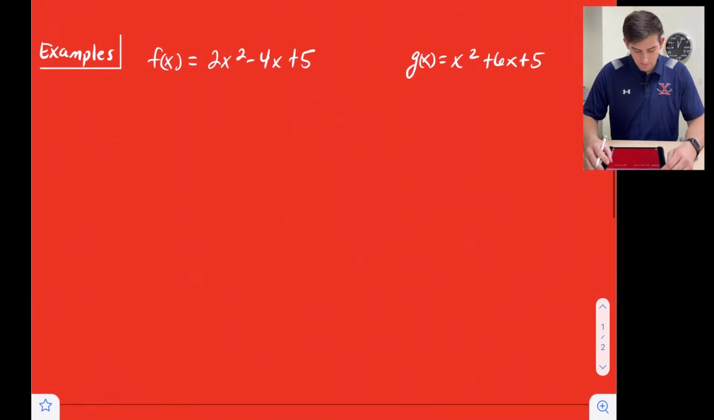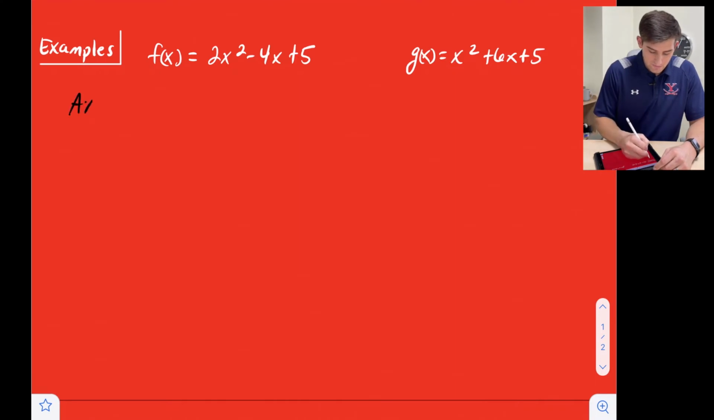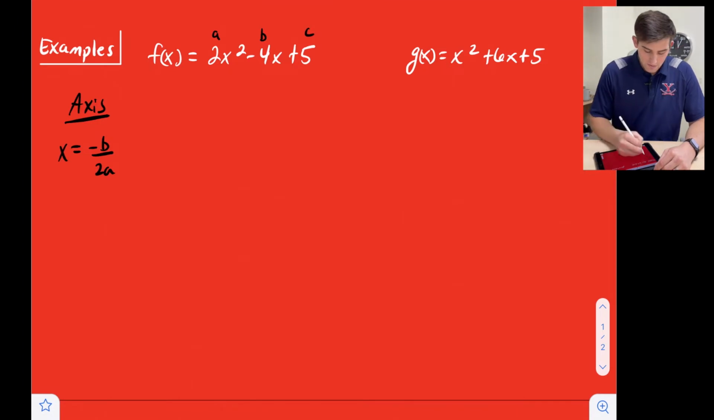The first one says f of x equals 2x squared minus 4x plus 5. So for the axis of symmetry, let's say x is equal to the opposite of b over 2a. Okay, so a is 2, b is negative 4, and c is 5. So x equals the opposite of b, so that's now positive 4, divided by 2 times 2, and we get 4 over 4, which is equal to 1. So our axis of symmetry is the equation x equals 1.